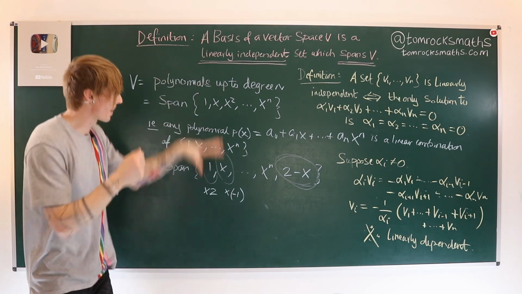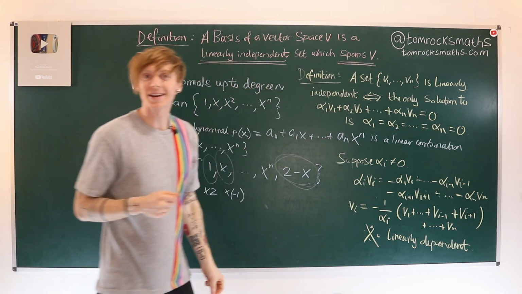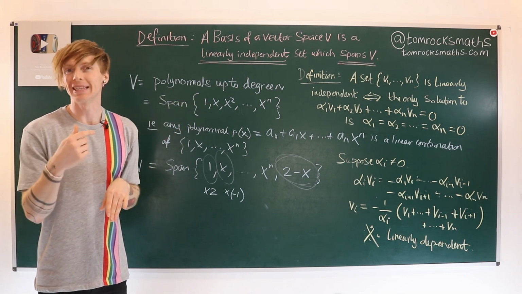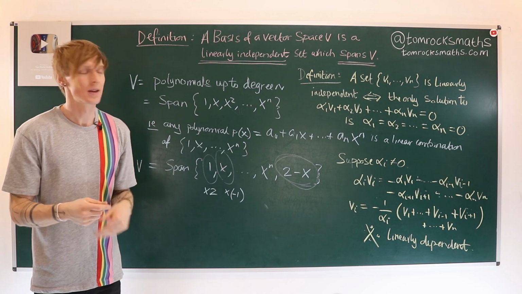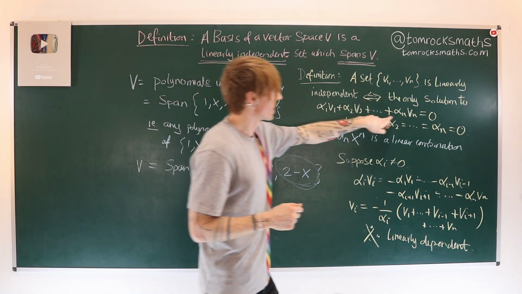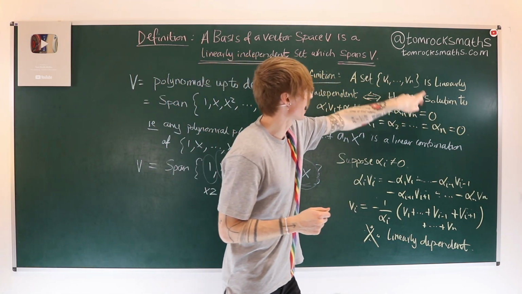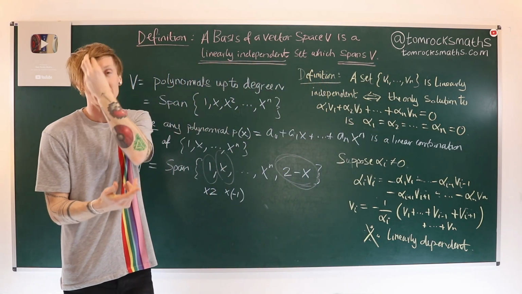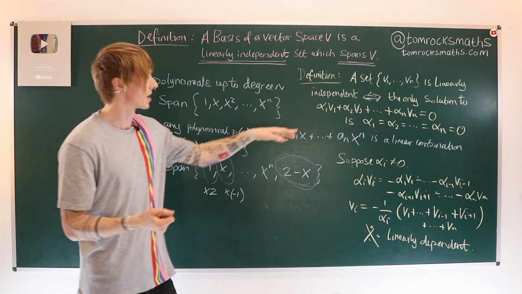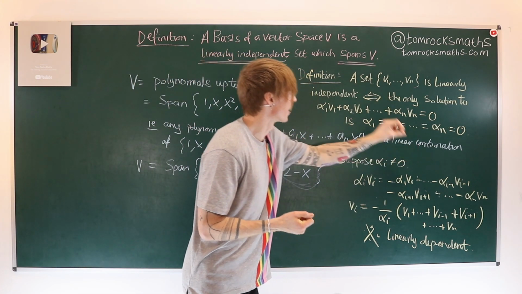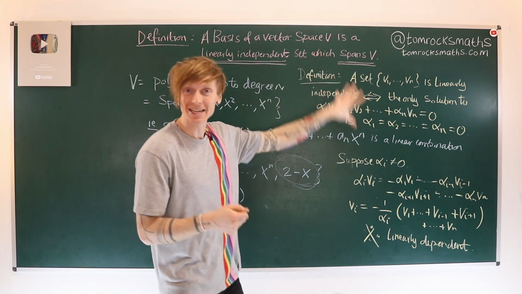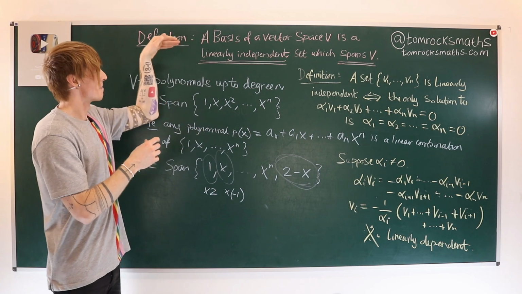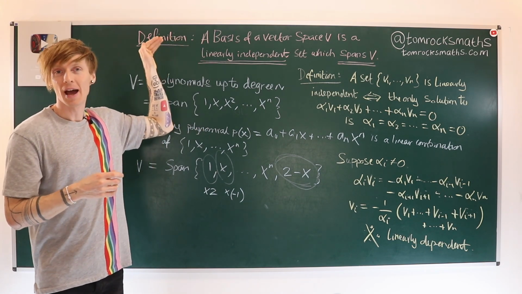So we have to check spanning, as we've got up here, and we have to check that this set is also linearly independent. So if we have a set V1 to Vn, we create this equation and try to solve it, and if we can show the only possible solution is when the coefficients are all 0, then we indeed have a linearly independent set. If it also spans the vector space, then by our definition we have a basis.